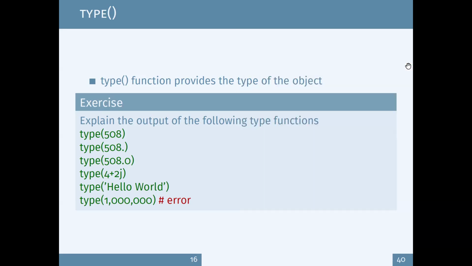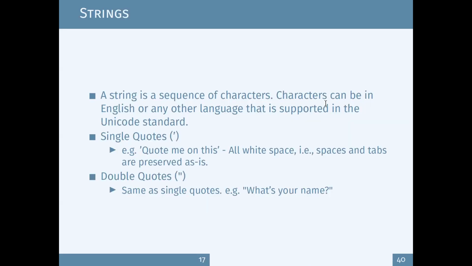So now we discuss three functions: the print function, the help function, and the type function. Ideally, what we are going to do is learn different Python keywords and functions, and then learn how to put them together to solve a problem. That's basically what programming is. Right. So let's focus more on string values.